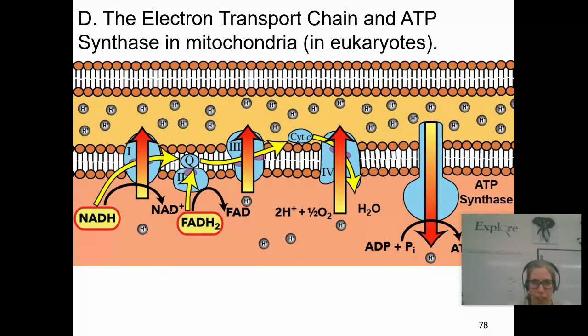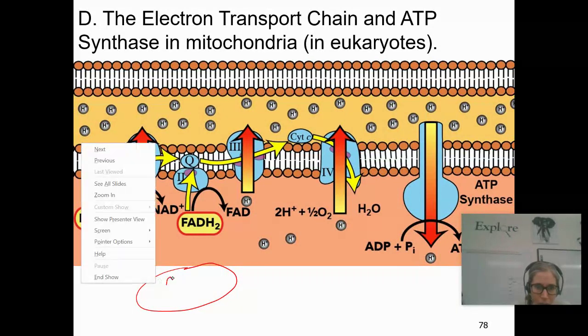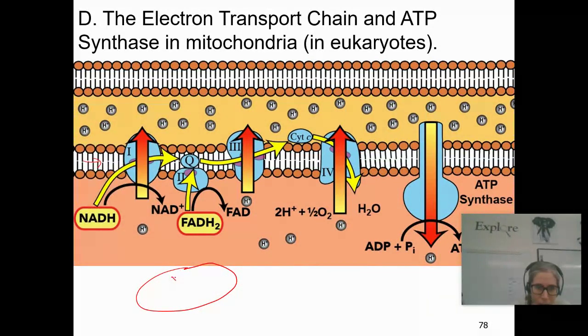So this is the inner mitochondrial membrane right here. And so if we look at a mitochondrion, this is the inner mitochondrial membrane, and that's where the electron transport chain is found. If we were to look at a prokaryote, that would be analogous to the only membrane that the prokaryote has. So the electron transport chain would be here, or it would be here in the membrane.